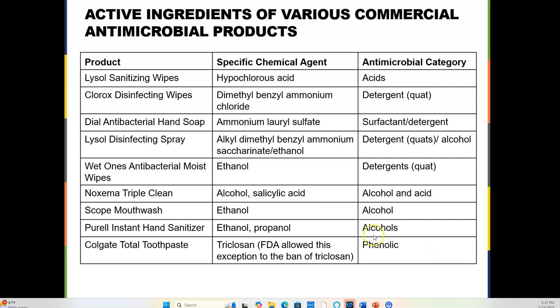Colgate has phenolic compounds. It did have triclosan, which has been allowed, except they did ban the triclosan. Okay, so this is an exception to the triclosan ban. So they did add a little bit of it to Colgate. Okay, that's it for physical and chemical control methods.